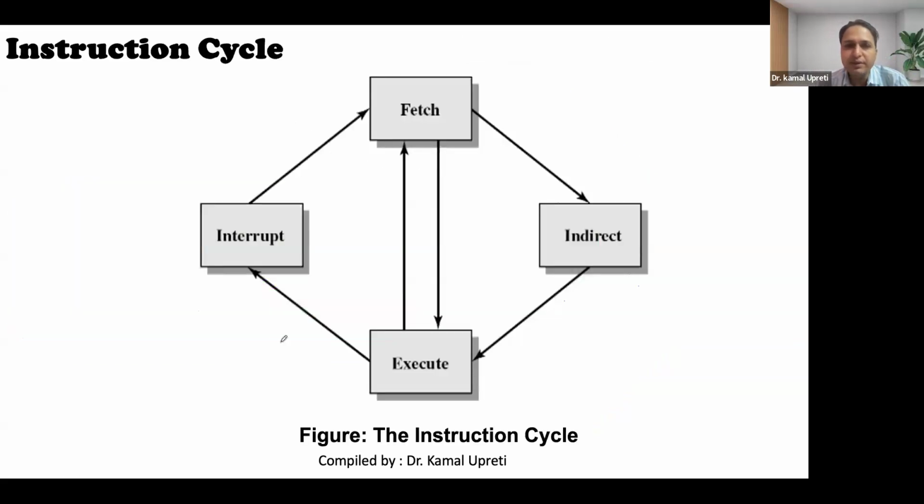Now you can see here it is a cycle. We have a certain cycle called the instruction cycle, because the instruction cycle always focuses on how we can fetch, how we can interpret, what the direct or indirect execution is, and how we get a fruitful outcome.